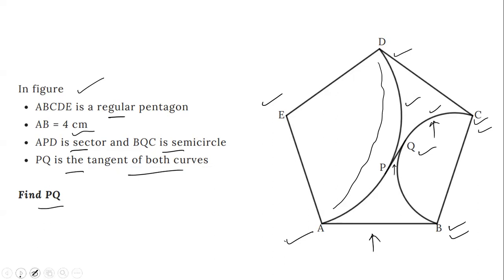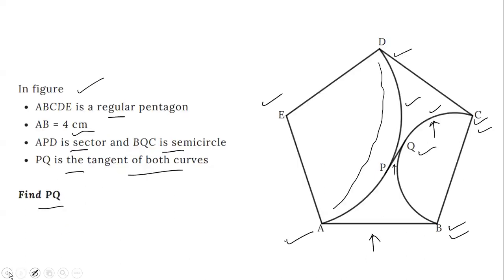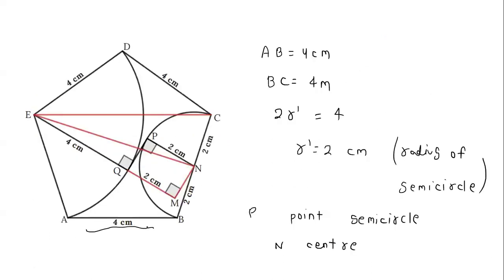So let's see how we can solve this. So you see this figure. In the problem it is given that AB is equal to 4 centimeter, and this is a regular pentagon. So all sides, this side, this side, this side, all sides are equal to 4 centimeter. In a regular pentagon, all sides are equal. And so this BC will also be 4 centimeter.